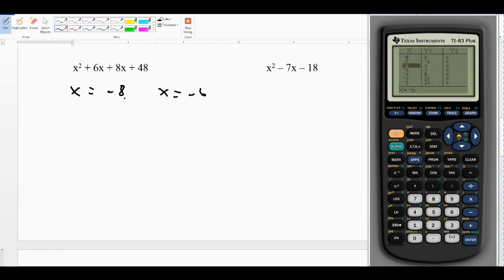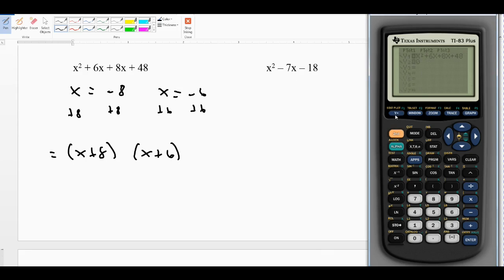So once again, I'm going to add 8, and that's going to be one factor. I'm going to add 6, and that's going to be my second factor. And I'm done. That's it. If you multiply it out, you will get this. The only time I have to worry about other things is if there's a GCF, and there's no GCF. No GCF in this one either. Let's do this one then. X squared minus 7x minus 18.